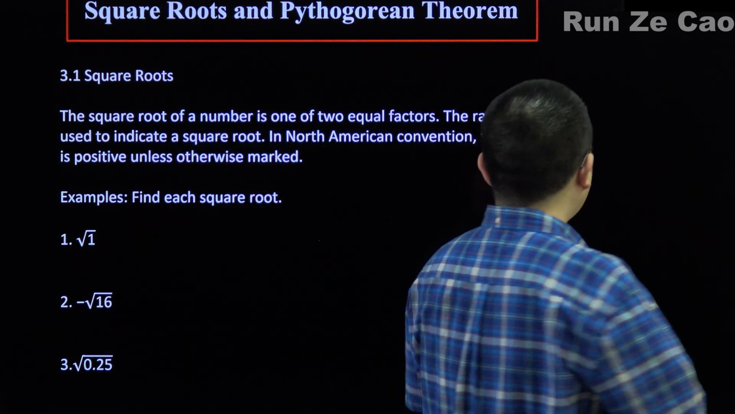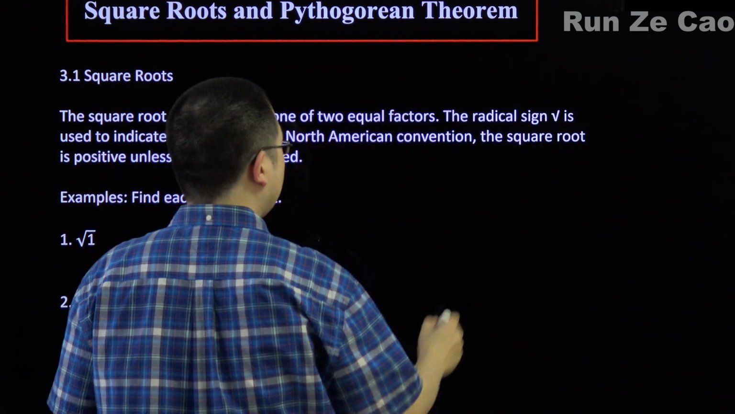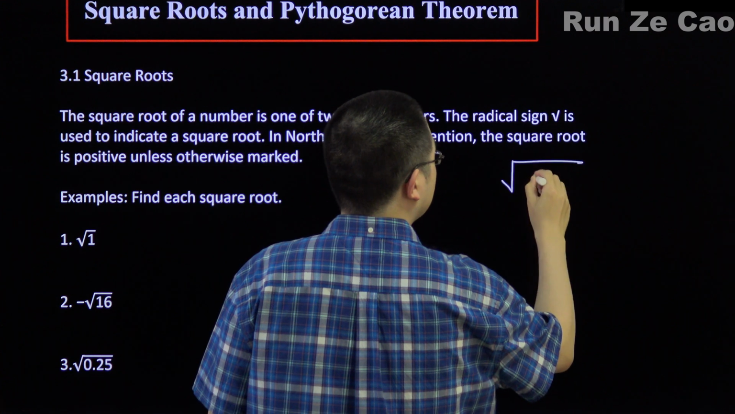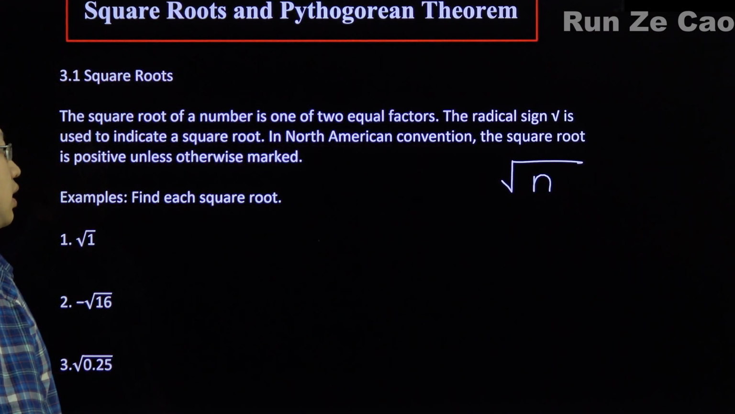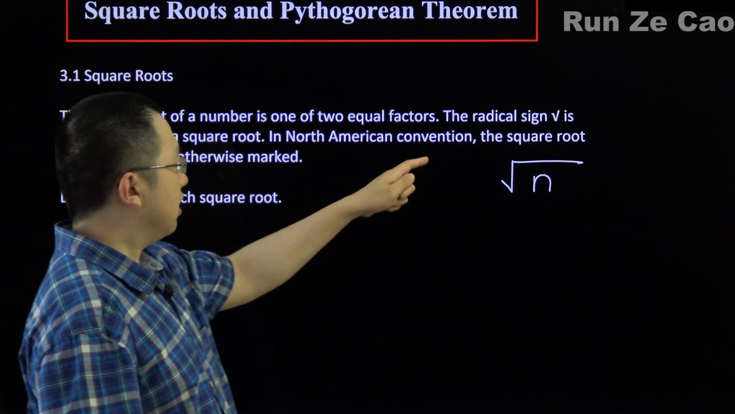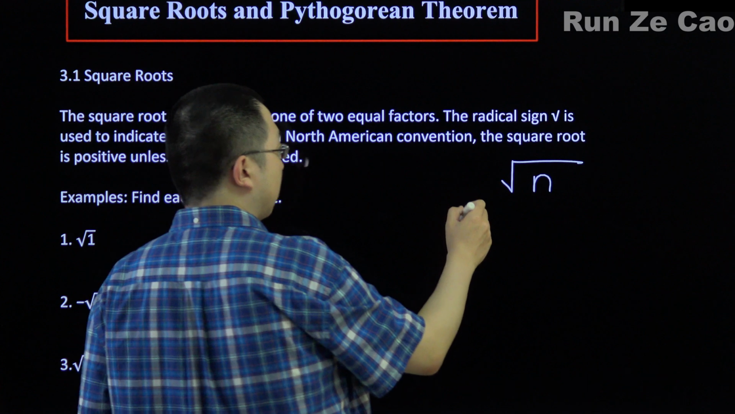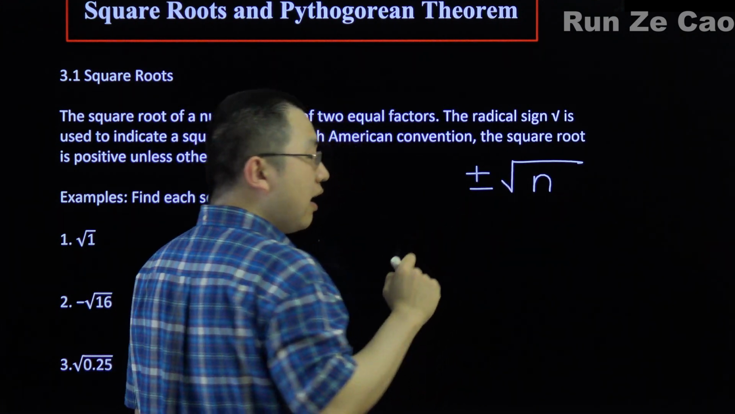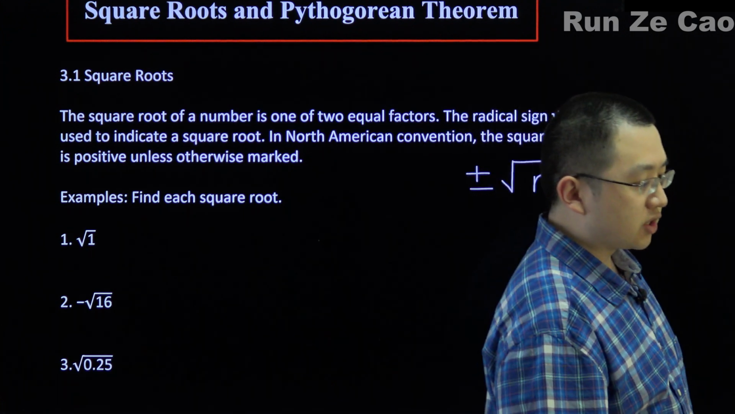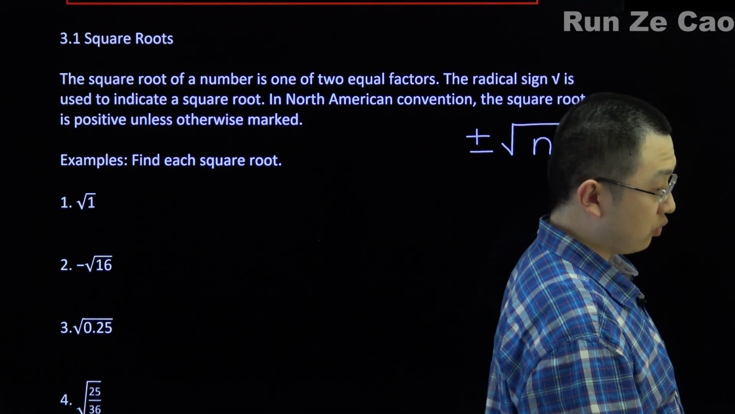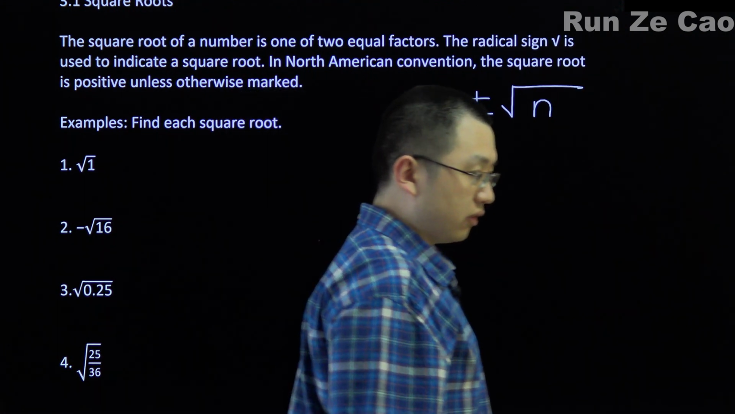The radical sign, which looks like this if you don't put the line over the actual number, is used to indicate a square root. In North American conventions, the square root is positive unless you specify that it's plus minus. However, in some other places, such as Asia, the square root is by default both positive and negative.